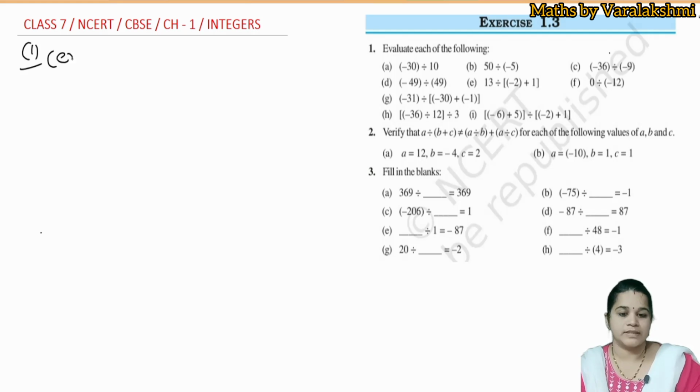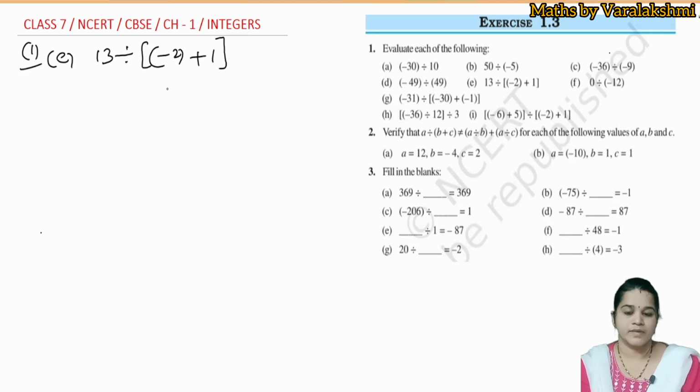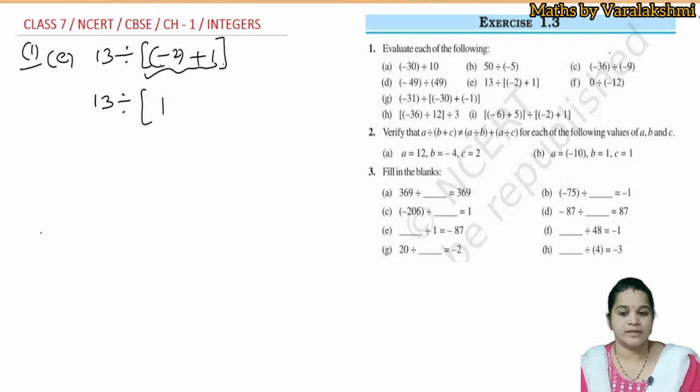Okay. Question E, 13 divided by minus of 2 plus 1. Actually, first we need to solve the inside bracket value, that is minus 2 plus 1. 2 minus 1 is 1 and the bigger number has the sign minus, so that is minus 1. Okay, a positive integer divided by a negative integer is always minus. 13 divided by 1 is nothing but minus 13 only.